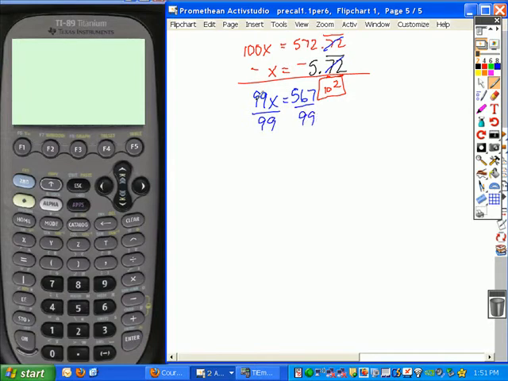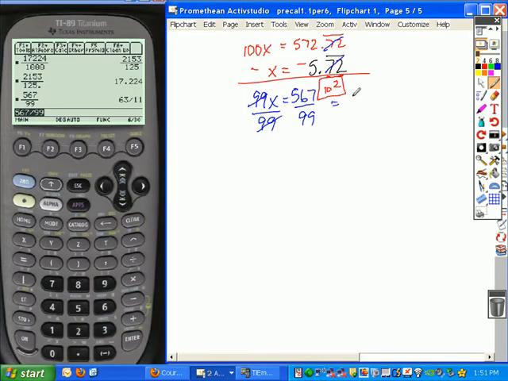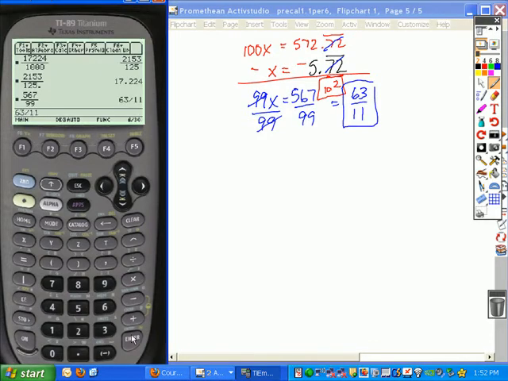Divide by 99. And again, confirm. We have 567 divided by 99, which in simplest form is 63 over 11. So here is the rational form for 5.727272. We can confirm this by taking that number, putting it into decimal form, seeing what the decimal equivalent is, and confirming that it is 5.72 repeating. Easy. Now you just need to follow that process.